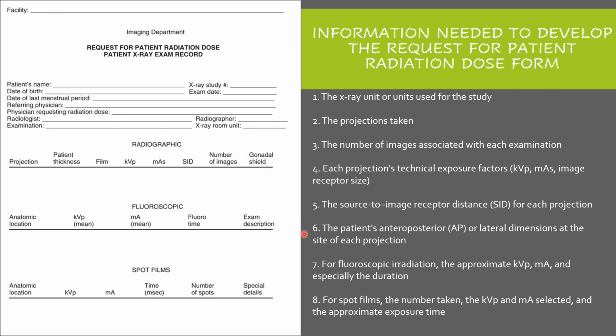The patient's anterior-posterior, AP, or lateral dimensions at the site of each projection. For fluoroscopic irradiation, the appropriate kVp, mA, and especially the duration. For spot films, the number taken, the kVp and the mAs selected, and the appropriate exposure time.